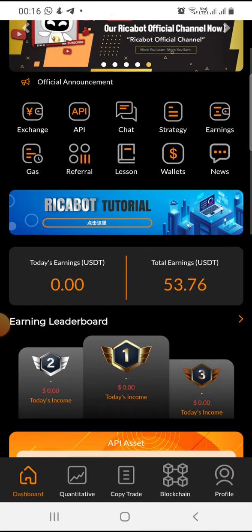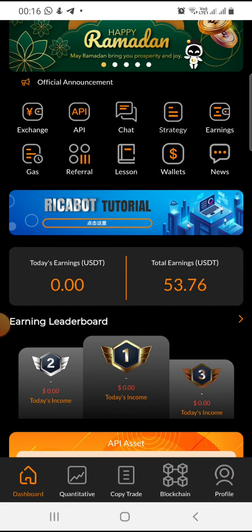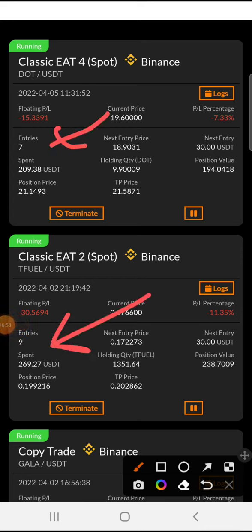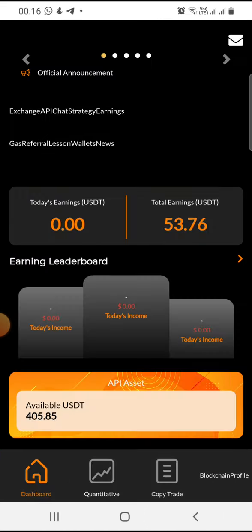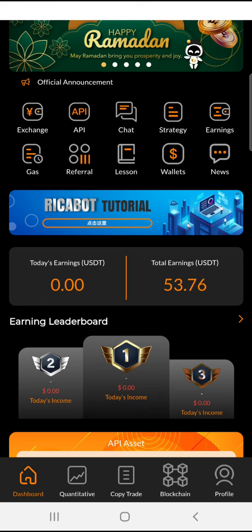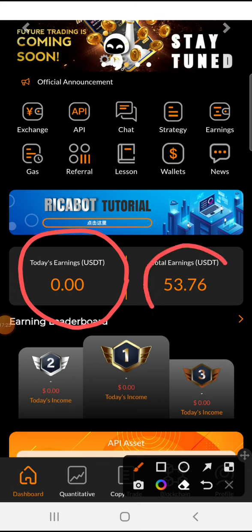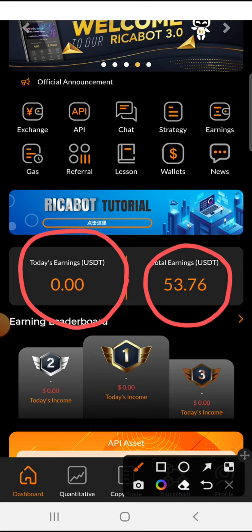all the coins purchased in the strategy here, see, all the coins, he took 7 entries, he took 9 entries. Every coin has a maximum of 10 entries, but here the bot takes 7 entries and the bot takes 9 entries. So like that he took entries, but the market is still down. And in the last few days I didn't see any profit because of this condition. I didn't see any profit here except this 53 gain in the beginning of the month.